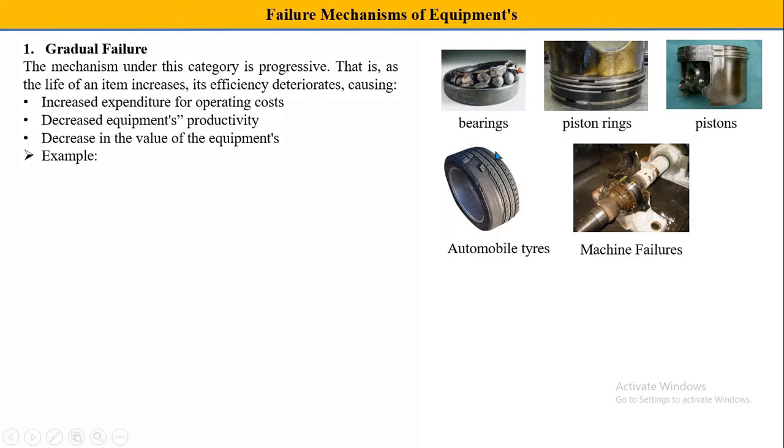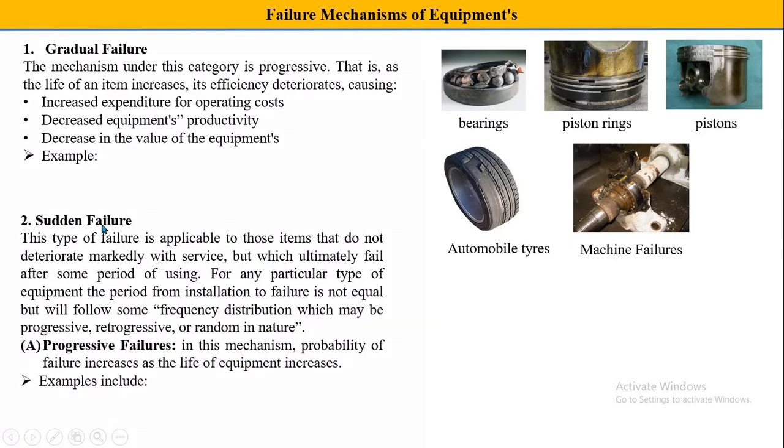So when its efficiency or productivity is decreasing with respect to time, this kind of thing is known as a gradual failure. Now if gradual failure happens, what will be caused due to that? It will increase expenditure for operating cost, right? Decrease equipment productivity, decrease in the value of the equipment. Okay, so these are the examples of gradual failure.